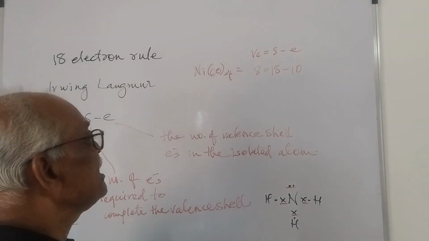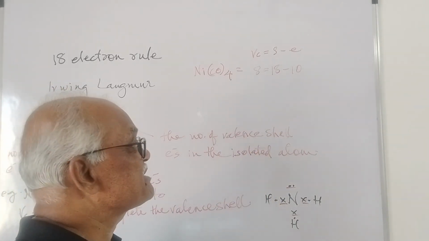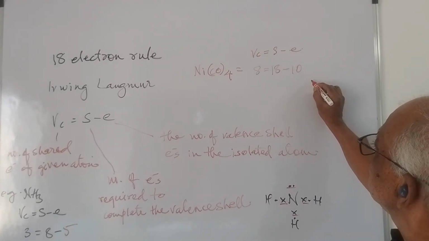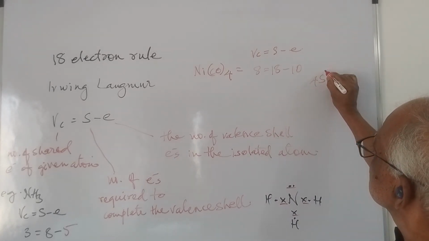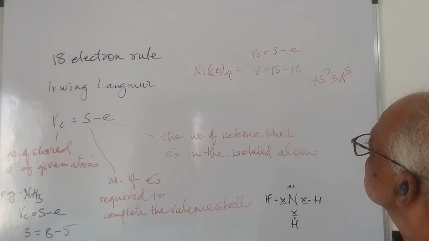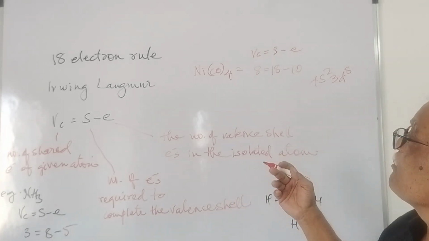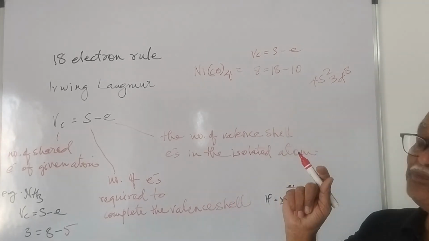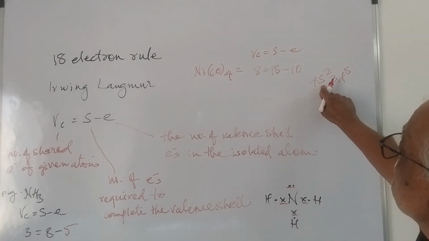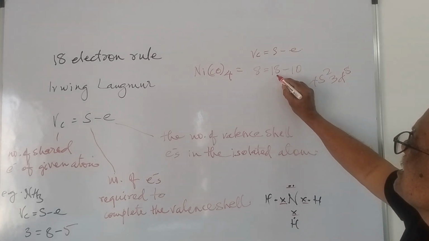These 10 electrons include the s subshell, 4s2 and 3d8, scandium, titanium, vanadium, chromium, manganese, iron, cobalt and nickel. So 8 electrons from 3d and 2 from 4s make 10. So 8 is equal to 18 minus 10.